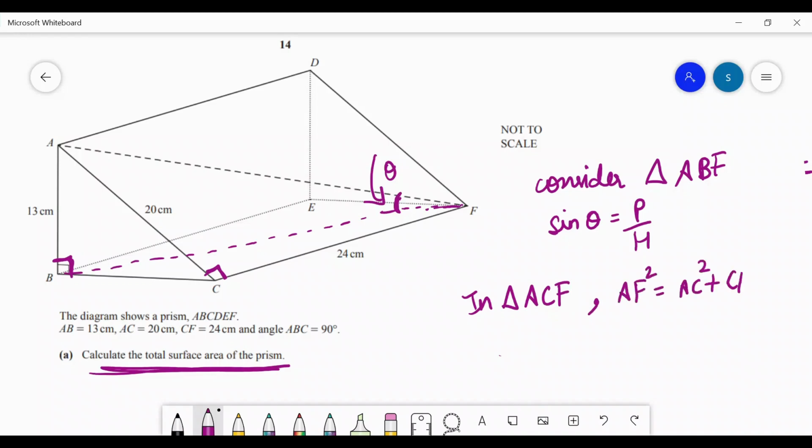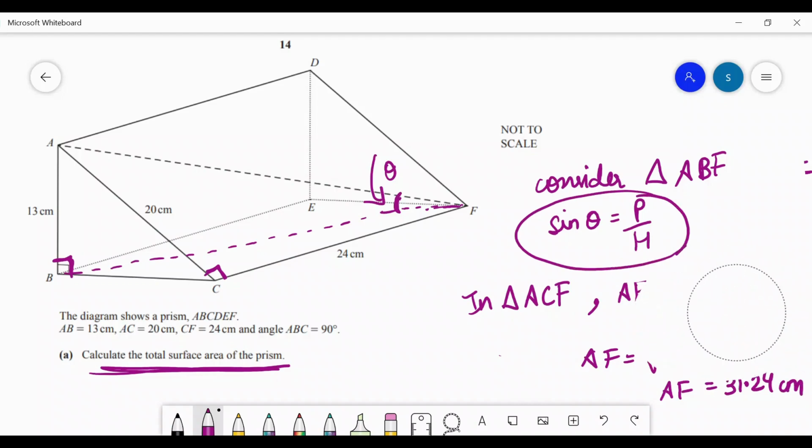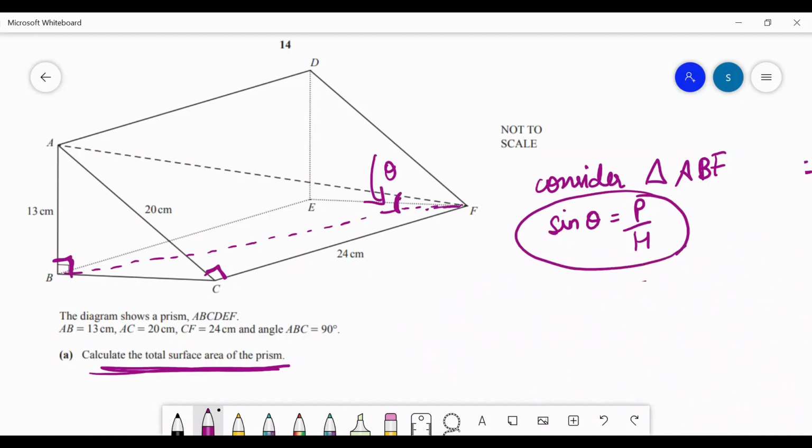AF square is equal to AC square plus CF square, which is equal to 20 square plus 24 square. AC is 20 and CF is 24. Next, AF is equal to root over 400 plus 576, which means AF is equal to 31.24 centimeters. Okay, so now we got AF. We can use the sine theta to figure out the angle there.